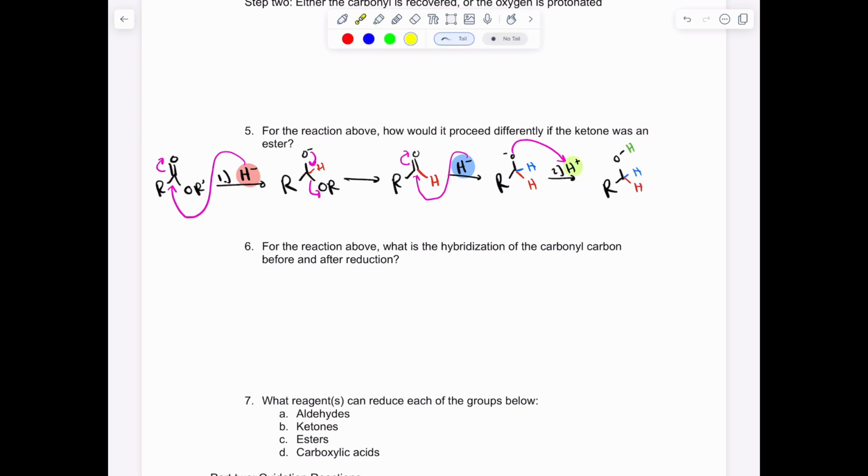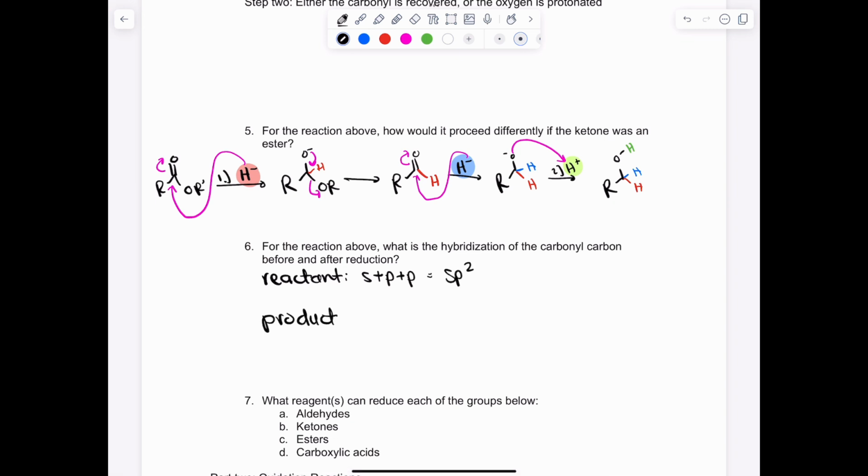Question 6 asks about the hybridization of the carbonyl carbon before and after the reduction. So before, the carbonyl carbon has 3 electron domains. When it's formed into an aldehyde, it still has those 3 domains, but when it becomes an alcohol, we now have 4 electron domains around that carbon. So the reactant, or the ester that we started with, had 1 s orbital and 2 p orbitals, which is an sp2, and the product had 1 s and 3 p orbitals, which is sp3.